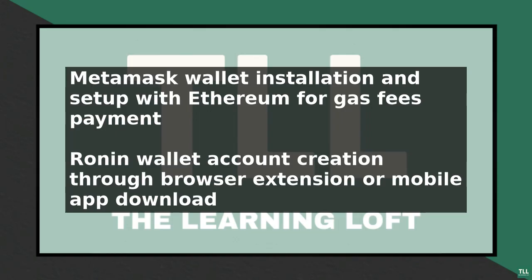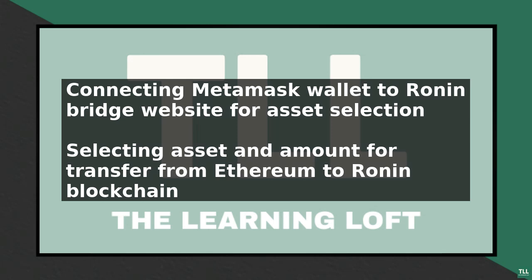You will be prompted to select the asset you want to transfer and the amount. For example, if you want to transfer some SLP tokens from Ethereum to Ronin, select SLP as the asset and enter the amount you want to transfer. After selecting the asset and amount, you will need to confirm the transaction on your MetaMask wallet. This will initiate the transfer process.